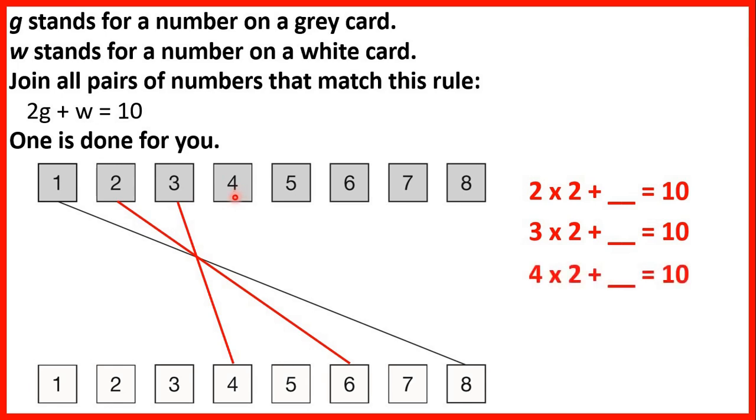And if the grey card is 4, then we have 2 times 4, or 4 times 2, plus w is 10, so that's 8 plus 2 is 10, so we need to match 4 and 2. Now if the grey card is 5, 2 times 5 is 10, so w would be 0. But we don't have a white card for 0, so we don't need to join the number 5, and if we put in the number 6, that would give us 12, which is more than 10. And we don't have any negative numbers on our white cards, so we don't need to join any more cards.